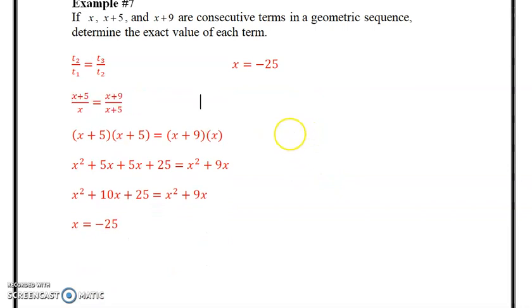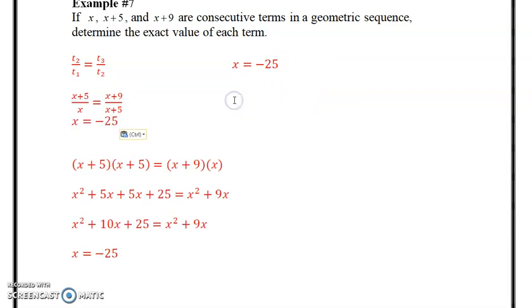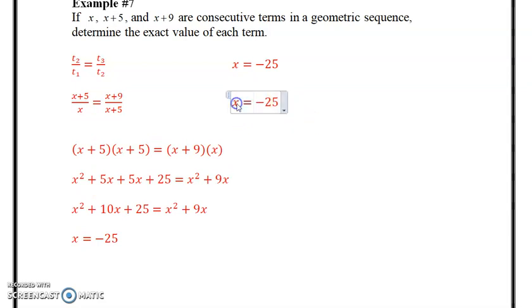So that tells us that we have, oh, sorry about this. The light doesn't want to go in the right spot. So we have negative 25. We add 5 to negative 25, we get negative 20. And we add 9 to negative 25, and we get negative 16. So these are the first three terms, or the given terms, sorry, the consecutive terms in the geometric sequence. Your answer is right here, your final. Okay?